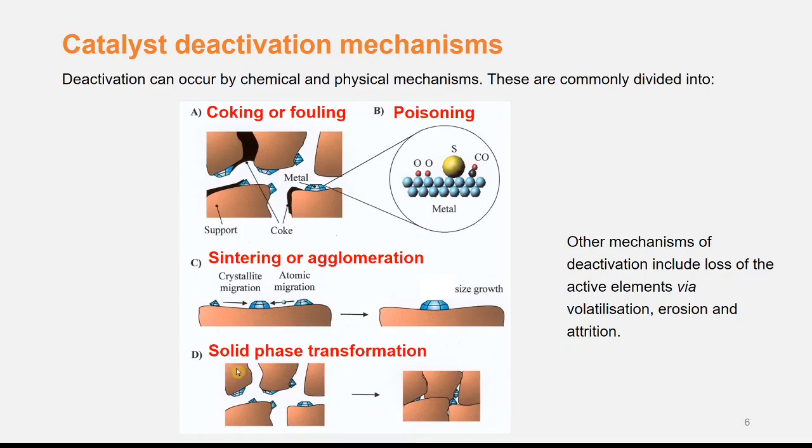Here, the catalyst support material, depicted by the brown regions, changes its physical configuration. The structure can weaken and deform, causing pores to collapse, like here, and the pores become blocked. Obviously, this reduces the number of active sites available.